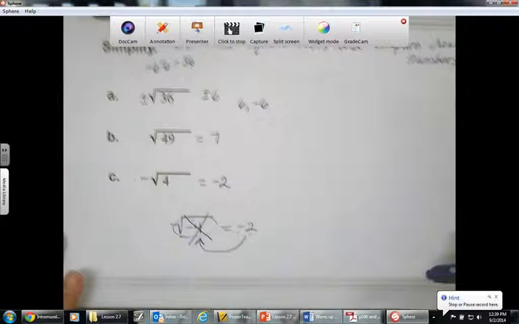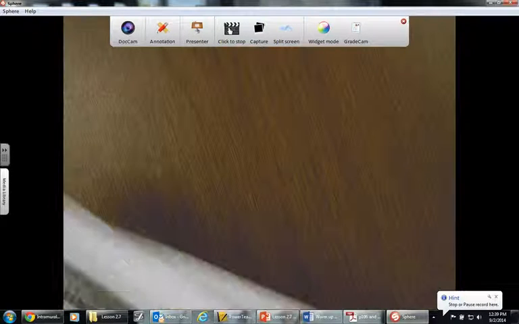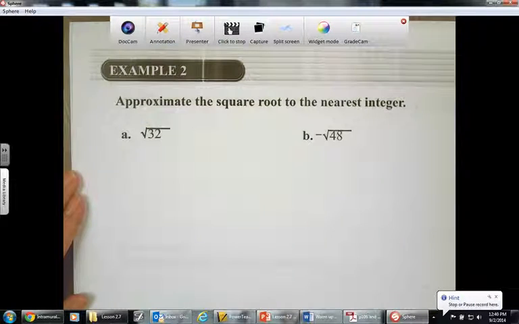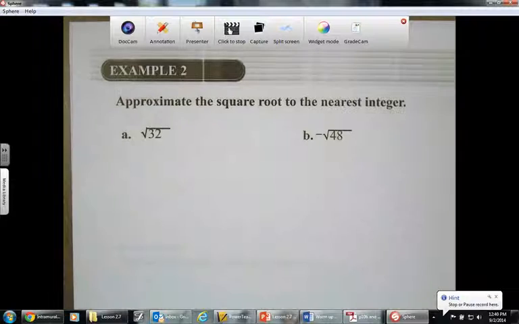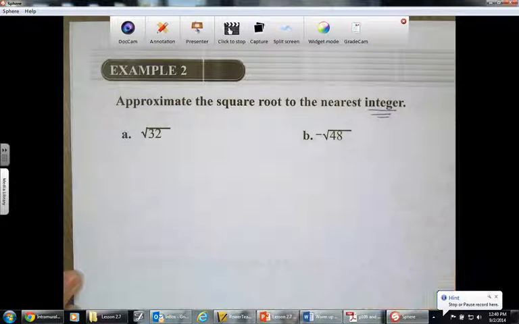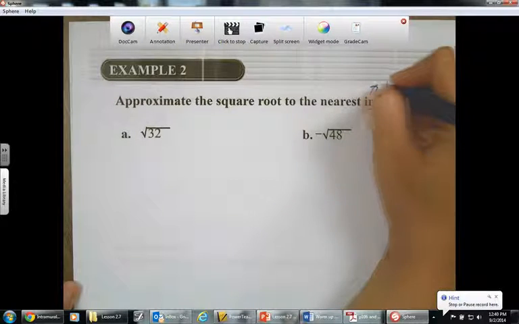All right, very good. Then you're going to have some directions that look like this. They're going to say approximate the square root to the nearest integer. So we have to remember what integer is, or otherwise this will mess you up. Integer does fall in the real number system. All of our numbers that we deal with in algebra fall in the real number system. Anybody remember what an integer is? Gracie? Very good. This was your positive and negative whole numbers.